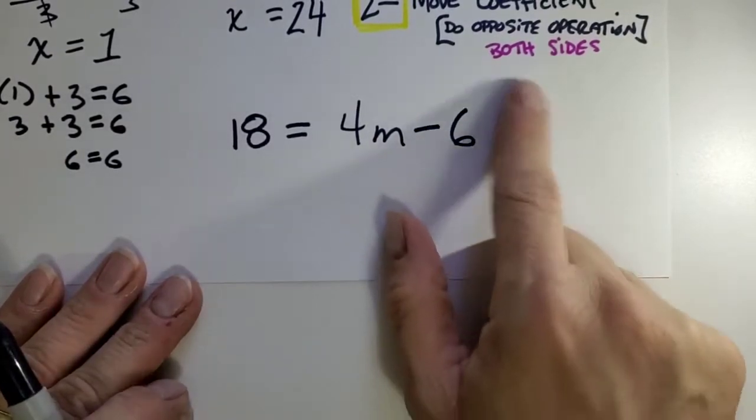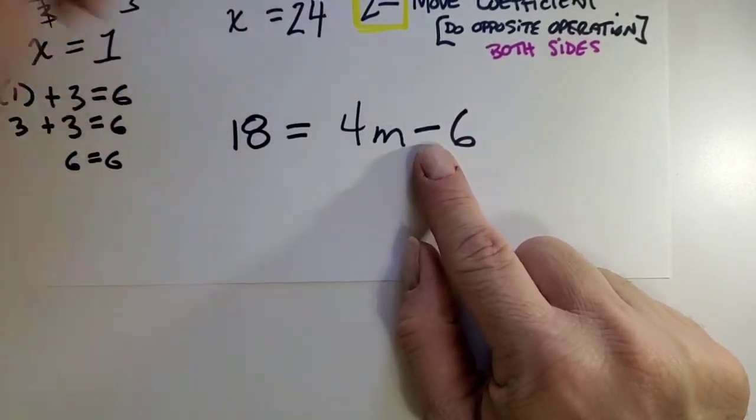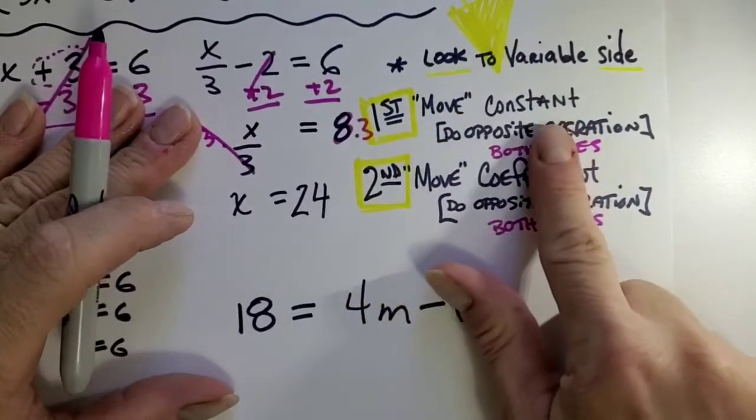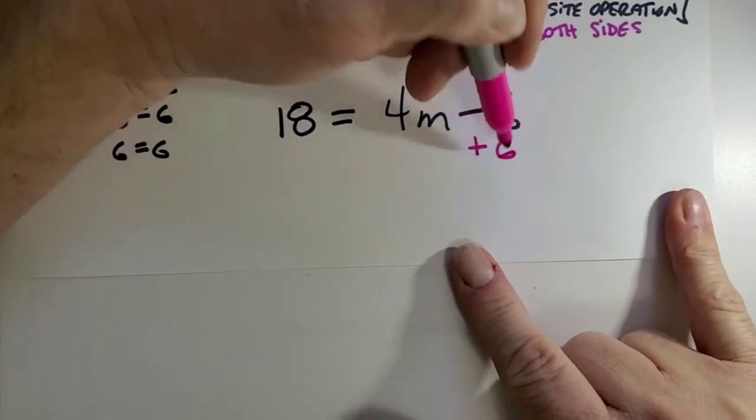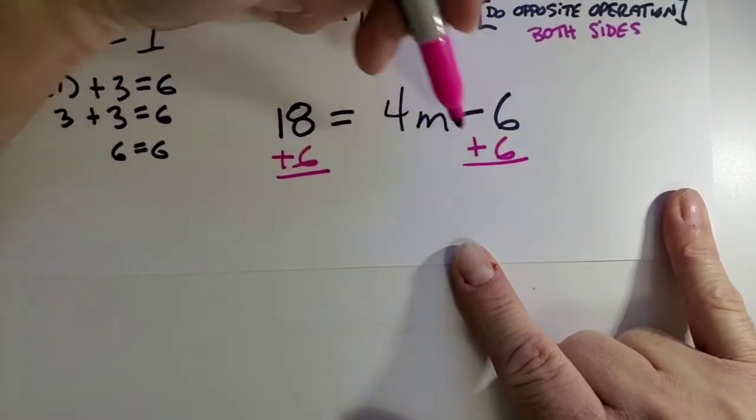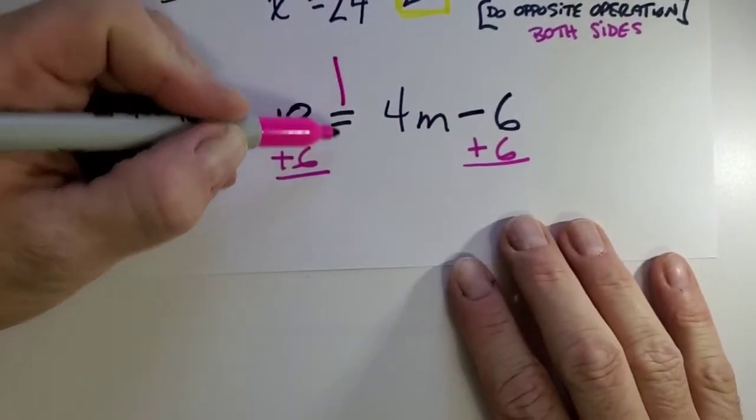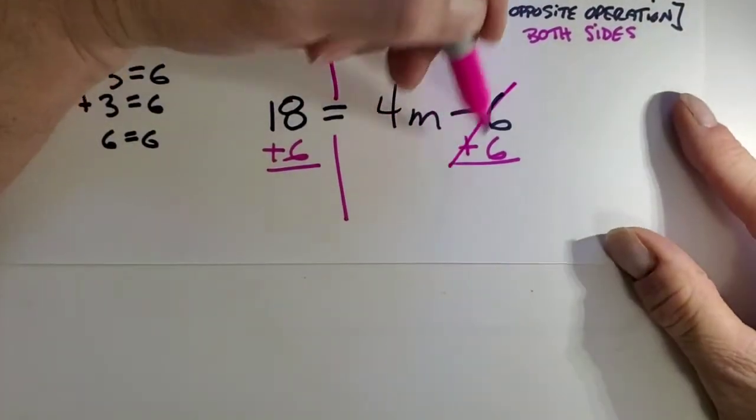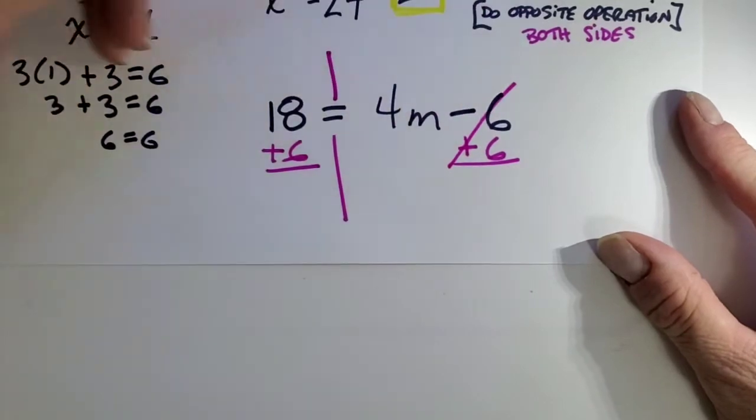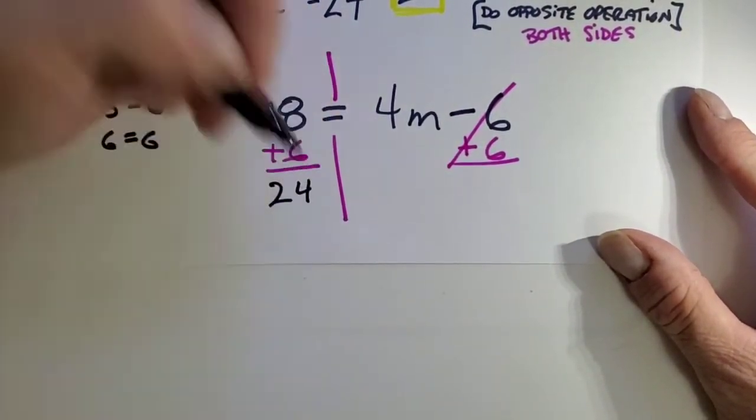We're going to move the constant by doing the opposite of that. So the opposite of that is to add 6. So I'll do that to both sides. Plus 6, plus 6. Show it on both sides. Both sides of the equal sign, right? I got a right side and I got a left side. So I'm going to add that. That's the opposite. Cancel it out immediately. What's 18 plus 6? I think it's 24.